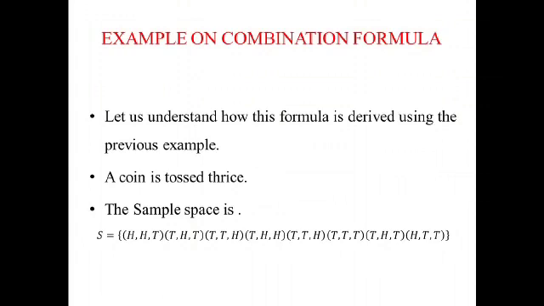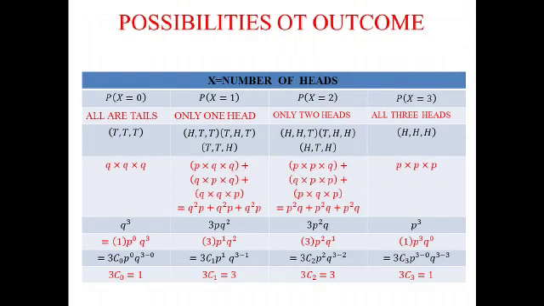Now let us understand how binomial distribution is derived using the example which I discussed in the earlier class. For example, when you toss a coin thrice, then the sample space S is as follows. So if we look here, the total number of sample points in the sample space is 8, that is 2 power 3. Now let us discuss this given sample space using the table here.